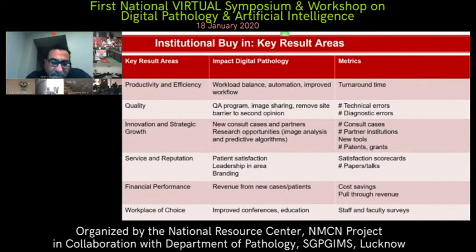Financial performance is another key area. Can we increase the revenue from new cases and patients? We are measuring cost savings and pull-through revenue. And then finally, workplace of choice. If we have this technology, do residents, fellows, and other pathologists want to join our institute? Can we improve our conferences?